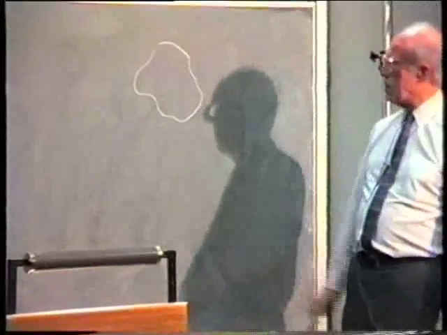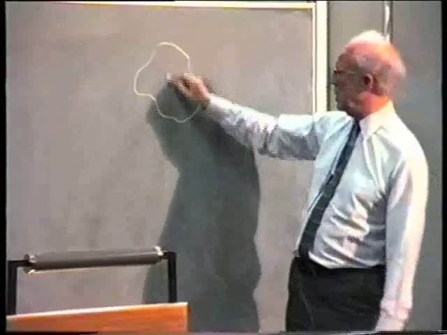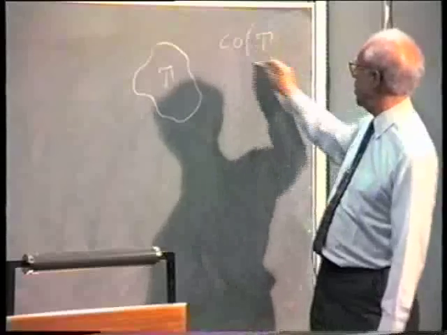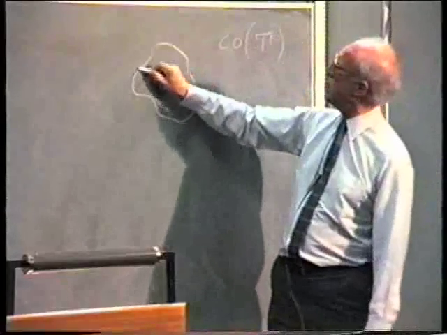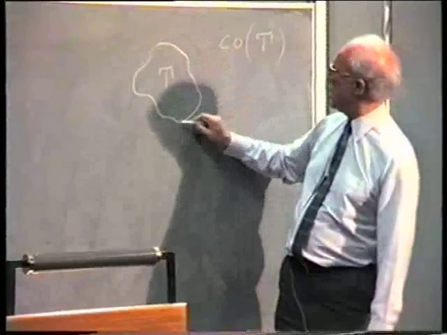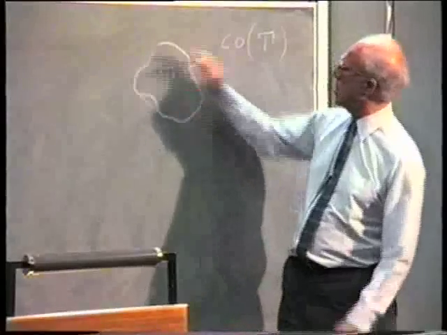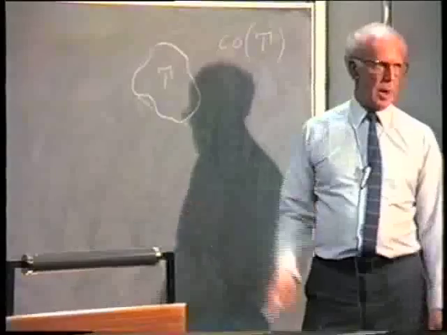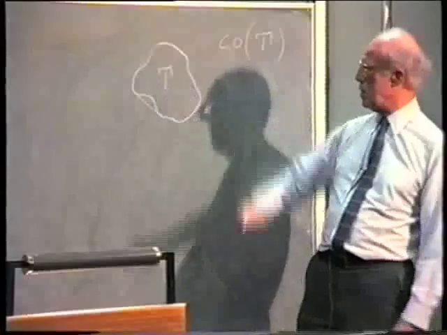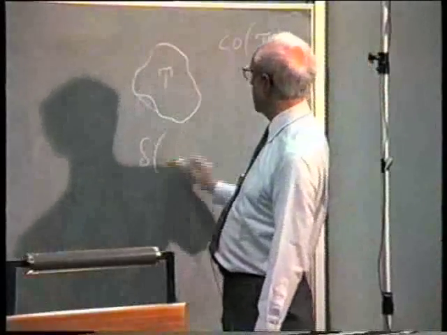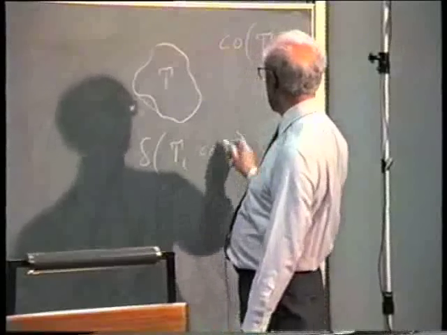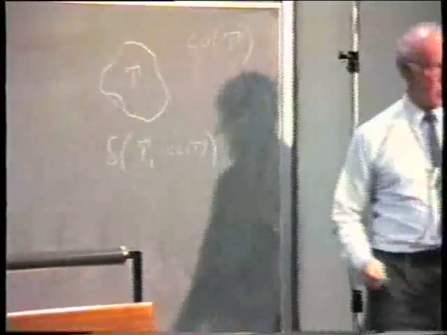Here is a compact set. Let us call it T. We take the convex hull, co T, which in this case would be obtained by pulling a string around the set as tight as we can make it, like this. So here is the convex hull. And it is very natural to measure the deviation from convexity of the set T by the Hausdorff distance between the set T and its convex hull. And that is exactly the measure that we are going to use.